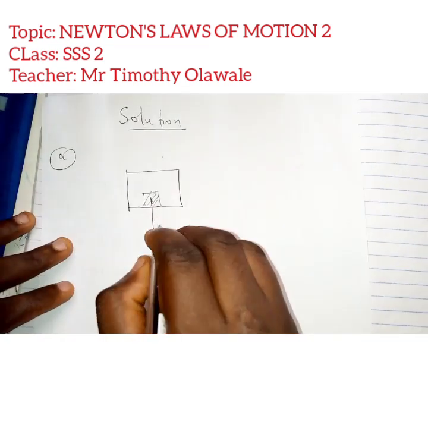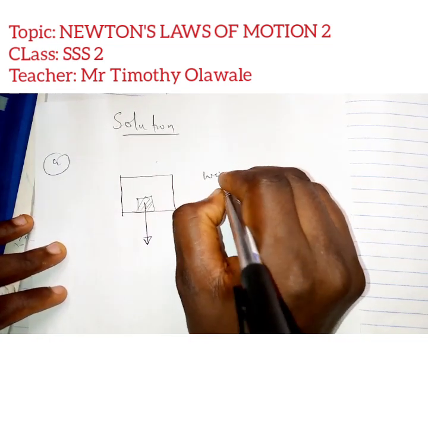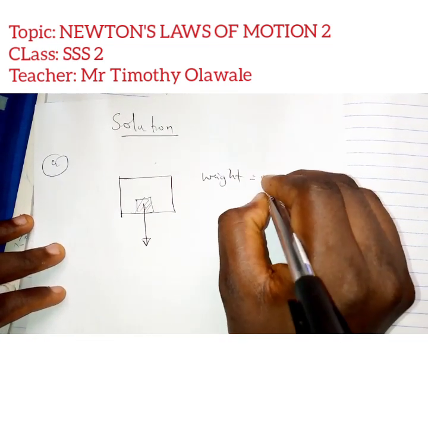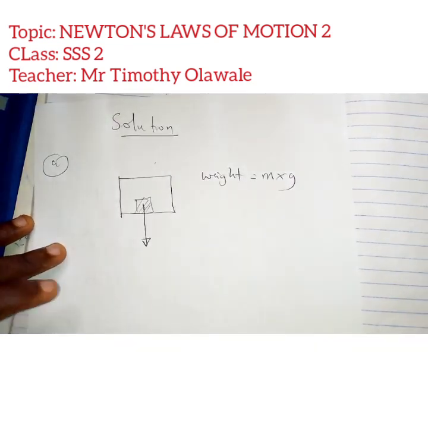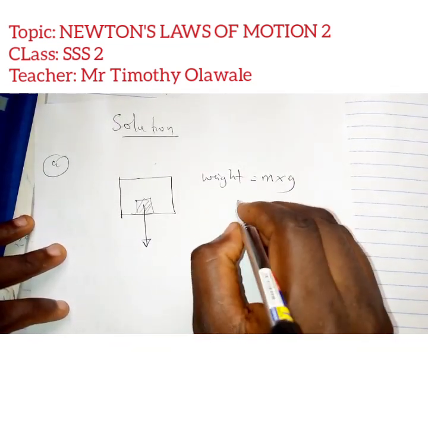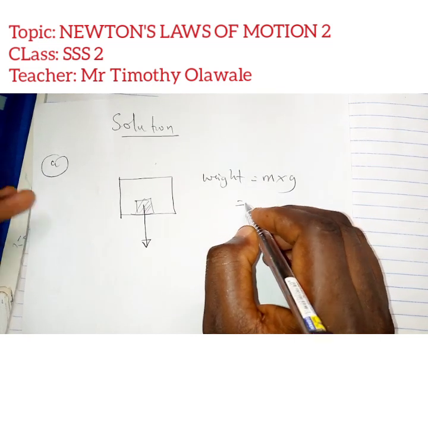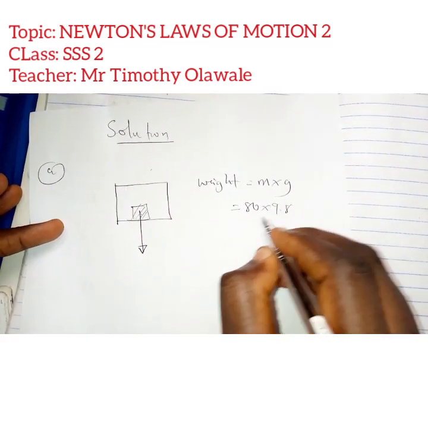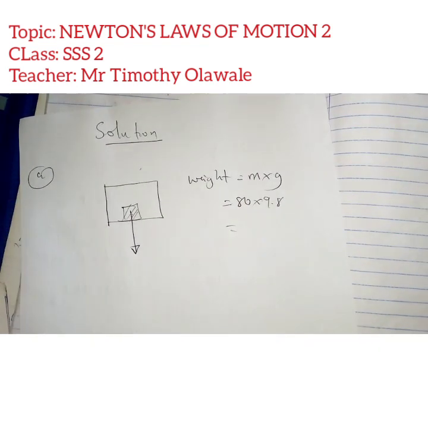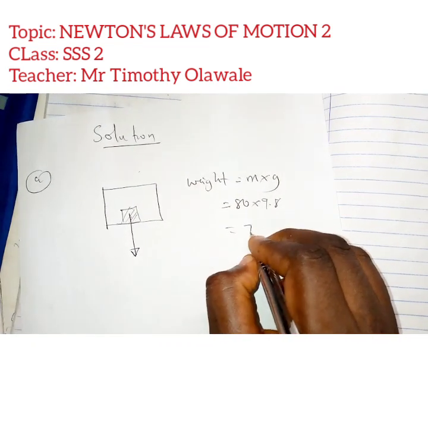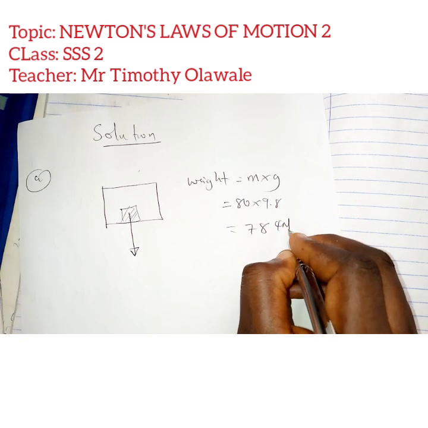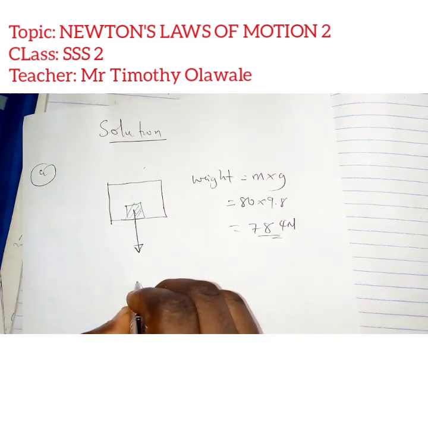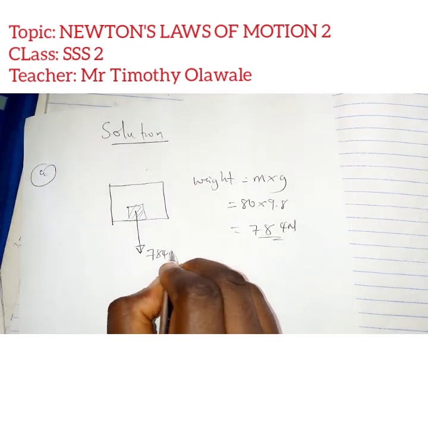And remember that the formula for weight is what? I said it last class. Mass times acceleration due to gravity, mg. So the weight here will be 80 times g, which is 9.8 from the question. 80 times 9.8 gives us 784 Newton. So the weight of the body is 784 Newton.